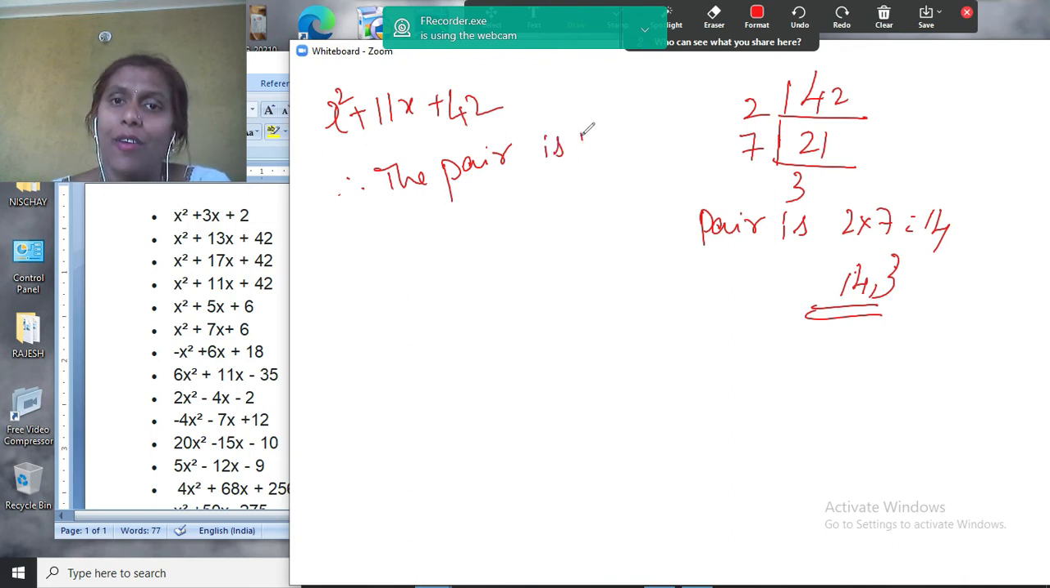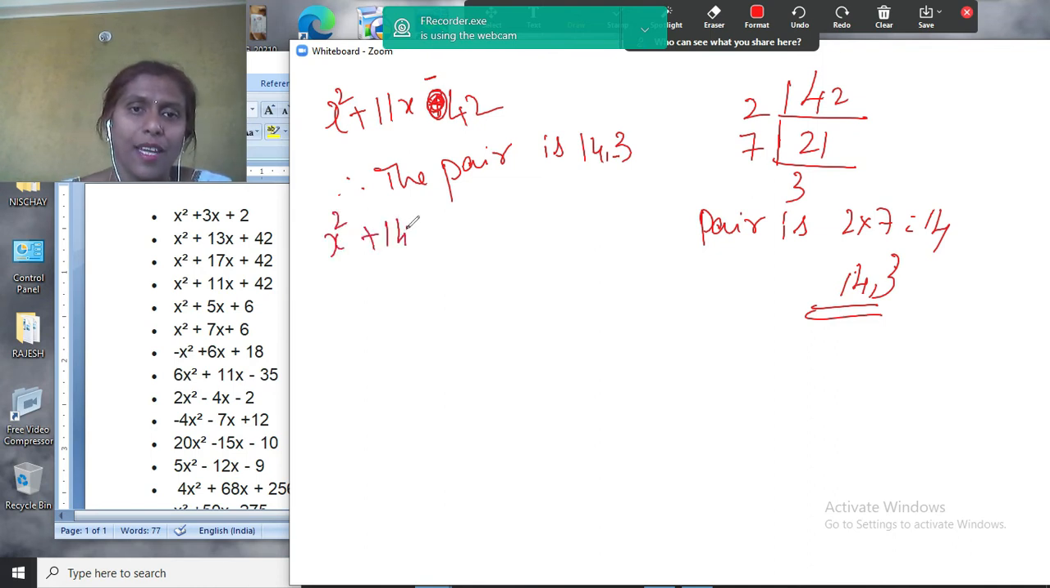is 14 comma 3. When I said 14 minus 3, it has to be minus 3. So therefore, it will not be plus, it has to be minus. So here comes x square plus 14x minus 3x minus 42. Now let's think back. 14 into 3 is 42, but minus is there, therefore it is minus 42. 14 minus 3 is 11.